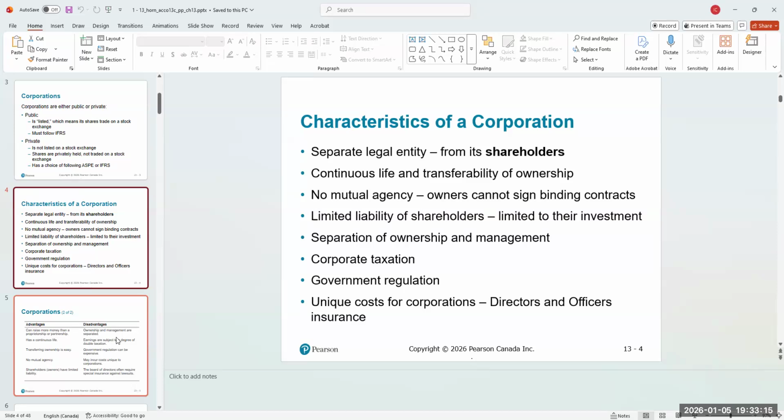There's no mutual agency. It means the owner cannot sign a binding contract. Example: imagine this, I own one share of Apple. I decide to go to Las Vegas, to the MGM Grand, and ask, I want $10,000 on the Apple account because I have one share of Apple. Can I do that?